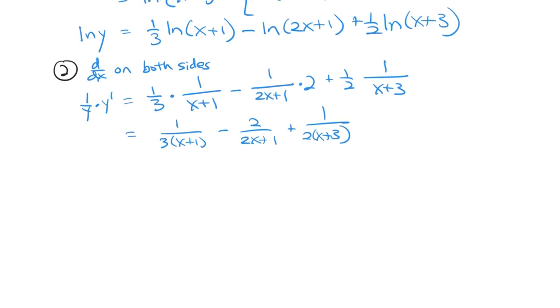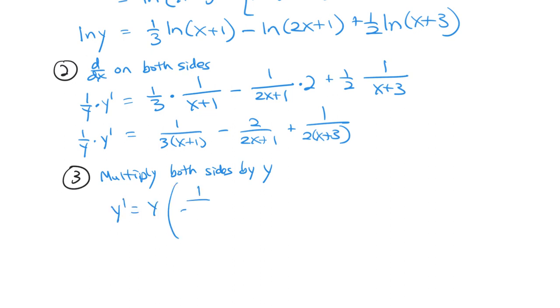Now, let me just write one more thing here. So this is 1 over y times y prime. Now think about what we really want. We really want y prime. So we have to get rid of this 1 over y. So we really need to multiply both sides by y to do that. So step 3, what we want to do is multiply both sides by y, right? Because we don't want this 1 over y. So if I multiply by y, it will go away. So multiply both sides by y, and we'll get y prime equals y times all of this.